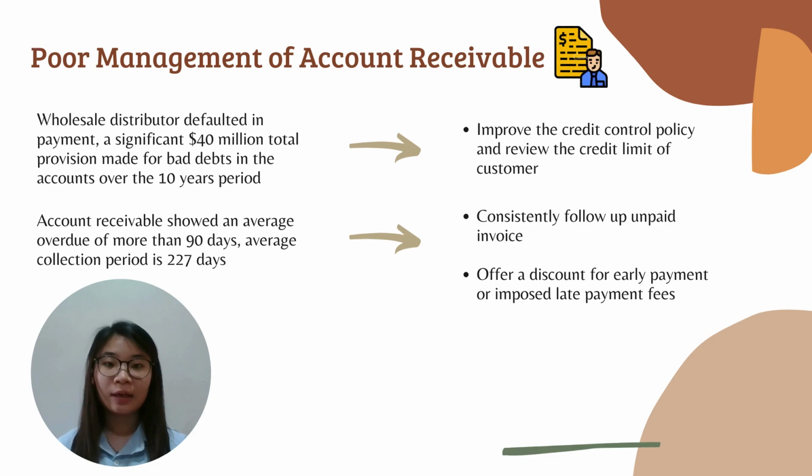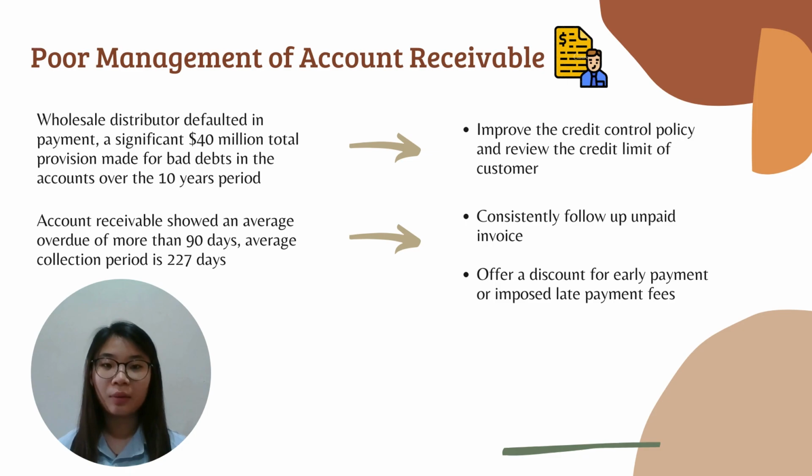Therefore, the finance and accounting manager needs to improve the credit control policy and review the credit limit given to the customer to ensure the customer has the ability to pay back. For instance, they can avoid bad debts by applying a lower credit limit to customers that always make payments late. Not only that, the accounts receivable show an average overdue of more than 90 days and the average collection period of accounts receivable is 227 days.